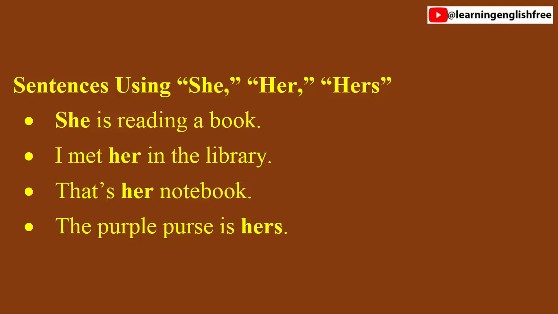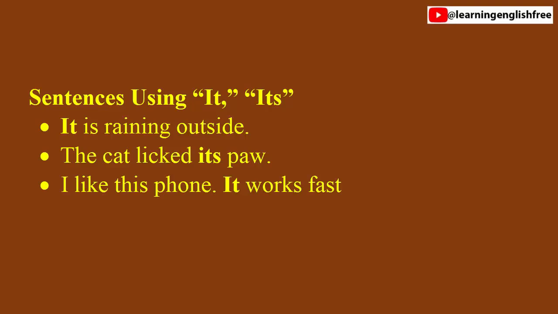Sentences using she, her, hers. She is reading a book. I met her in the library. That's her notebook. The purple purse is hers. Sentences using it, its. It is raining outside. The cat licked its paw. I like this phone. It works fast.